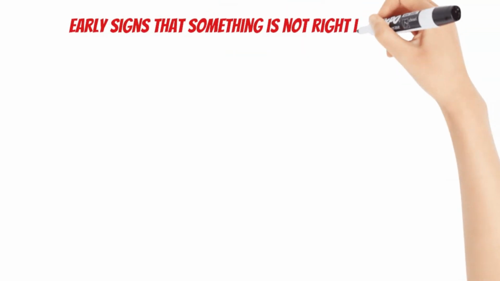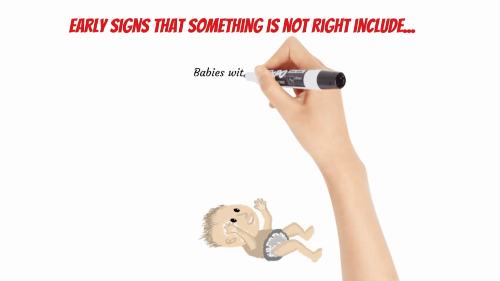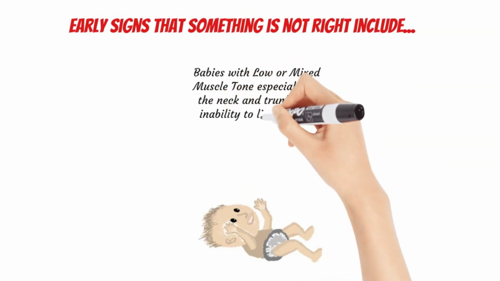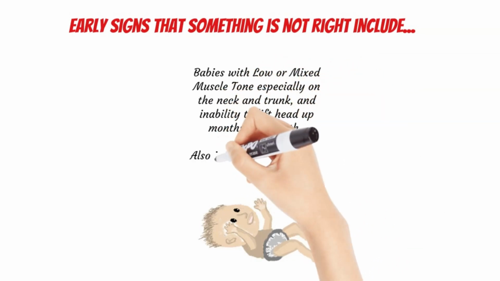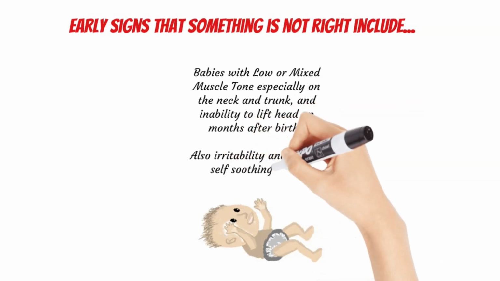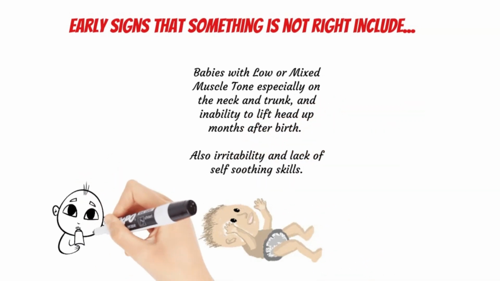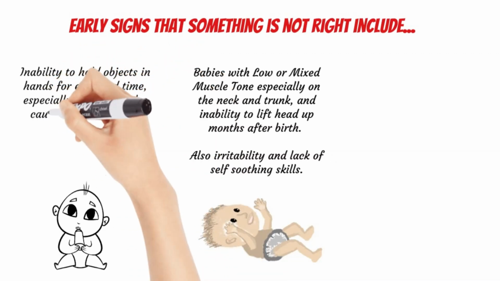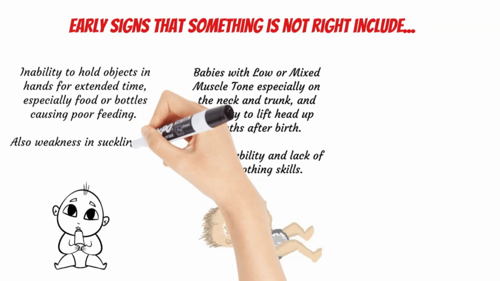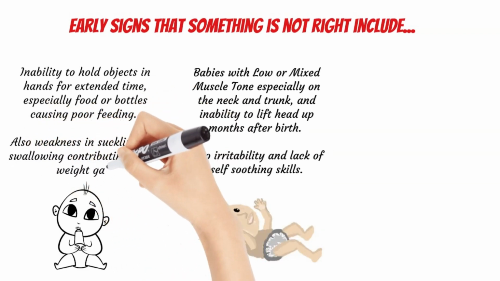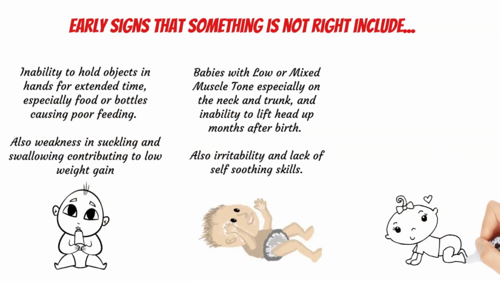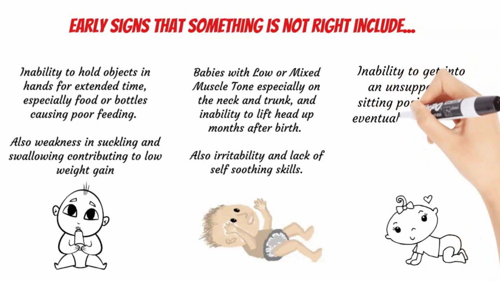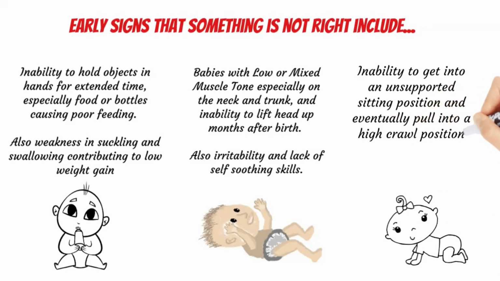Early signs that something is not right include babies with low or mixed muscle tone, especially on the neck and trunk, and inability to lift up their head several months after birth. Also irritability and lack of self-soothing skills. Inability to hold objects in hands for extended periods of time, especially food or bottles, causing poor feeding. Also, weakness in suckling and swallowing contributes to low weight gain. Inability to get into an unsupported sitting position and eventually pulling into a high crawl position for independent movement.